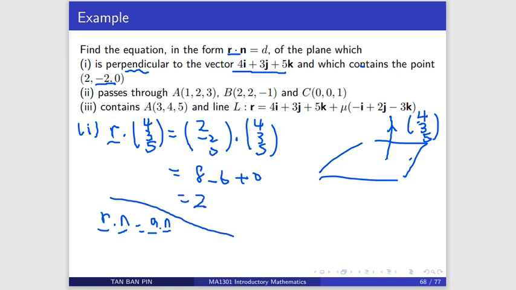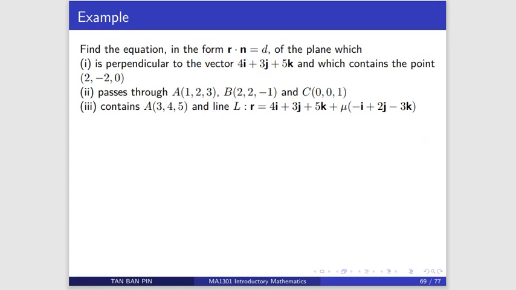So the equation of the plane which is perpendicular to the vector 4i, 3j, 5k and contains the point (2, -2, 0) is just r dot (4, 3, 5) equal to 2. Let's look at part 2. Part 2 is supposed to find the equation of the plane that passes through A, B, and C.